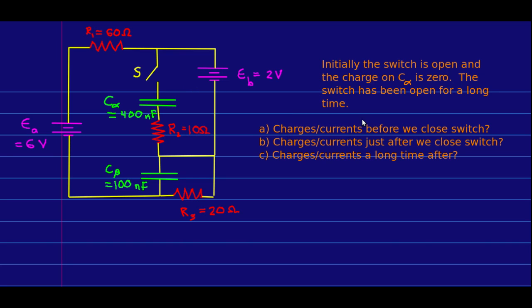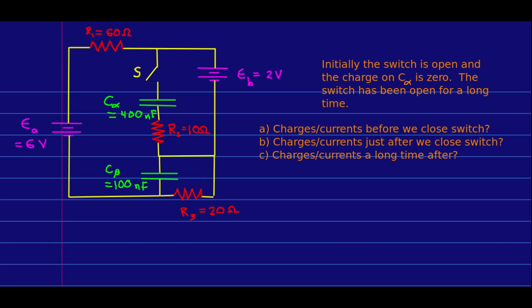And let's find the charges and currents before we close the switch, so the charges on the capacitors, the currents through the resistors, the charges and the currents just after we close the switch, and the charges and currents a long time after. Now I will say I'm not going to find all of the charges and currents. That would take too long, but once you've found 1 or 2, it's generally easy to find the rest because you can substitute the 1 or 2 into equations that you already have and solve for the others quickly.